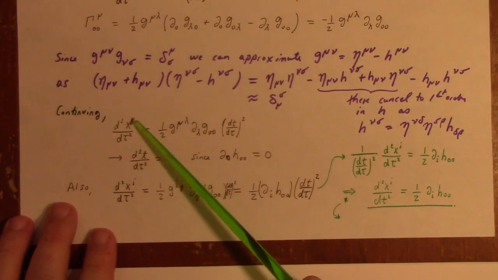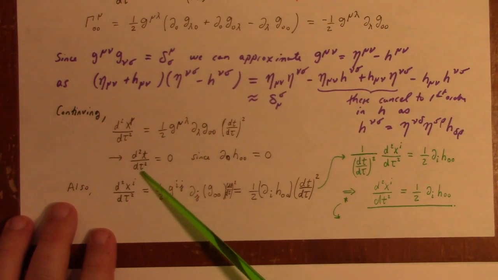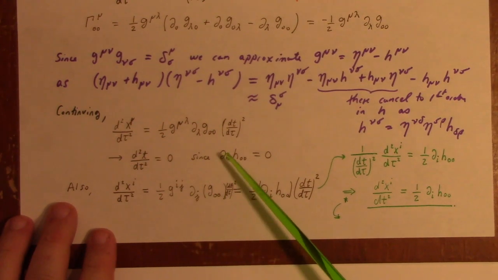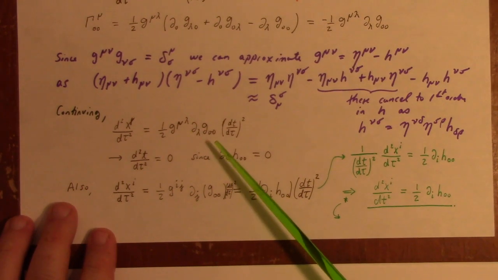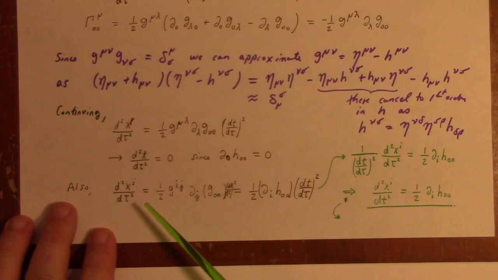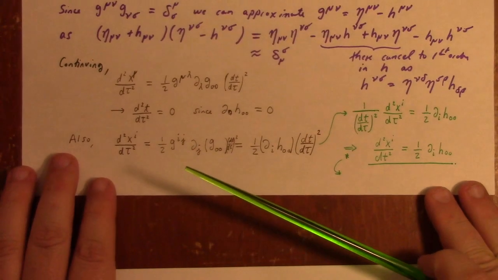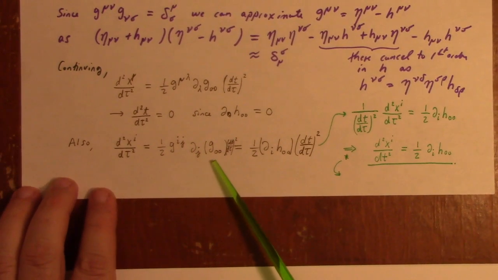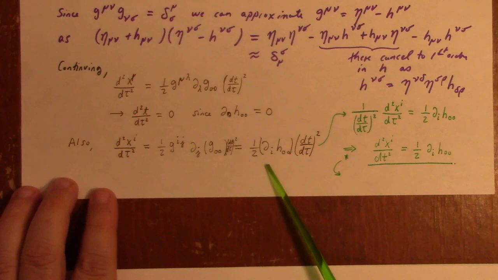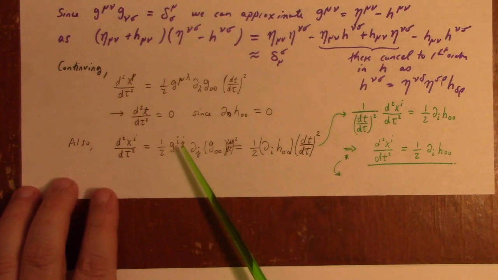If we put mu equal to 0, that gives us d squared t d tau squared, and that's 0 because there's no time dependence to the metric, right? So that gives that 0. And then if we look at the spatial part, that comes back to this, which then becomes this.